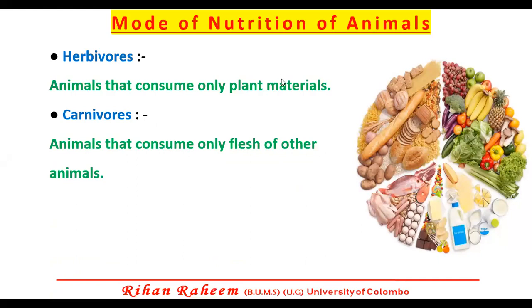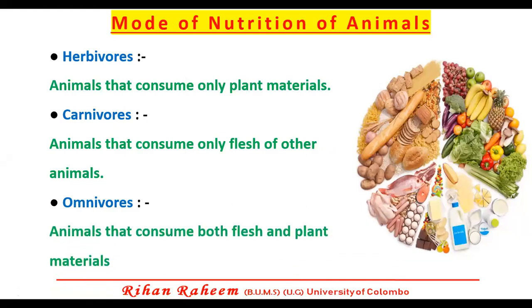Understood? Then there is another type of animals in between both. What are they? Omnivores. That eat flesh and plant. Very good. They can eat flesh and also they can eat plant. Those are the omnivores. Animals that consume both flesh and plant materials are known as omnivores. So humans, we are coming under what category? Omnivores. We are coming under omnivore category.